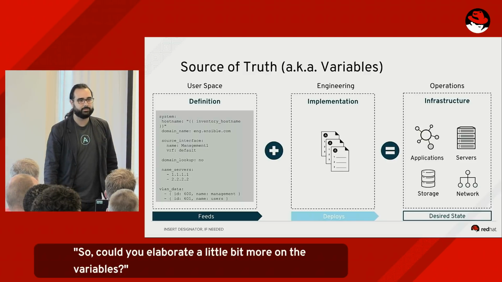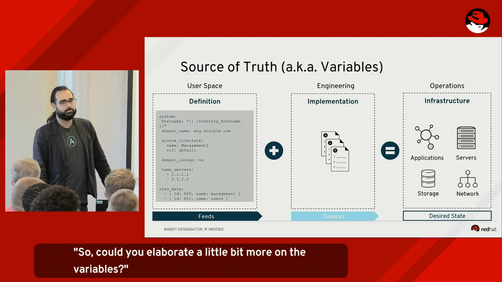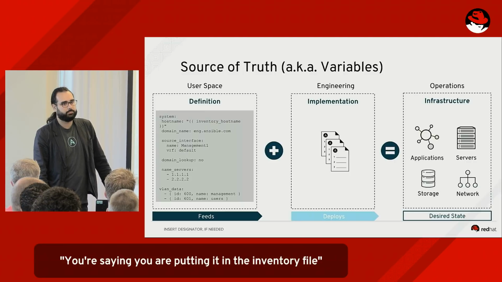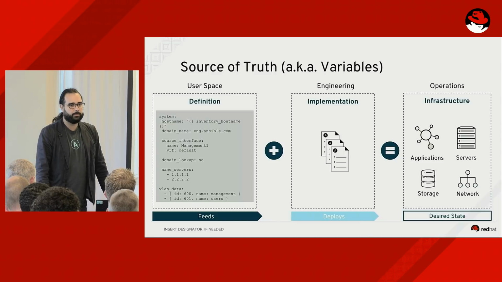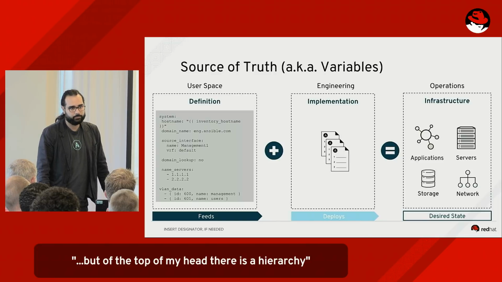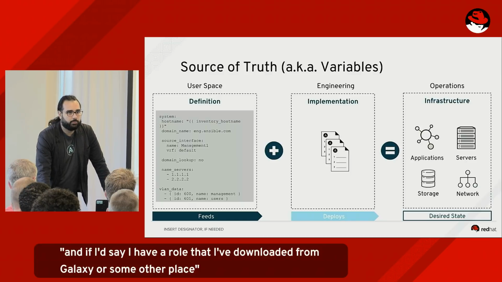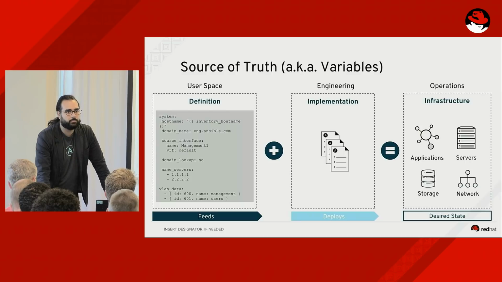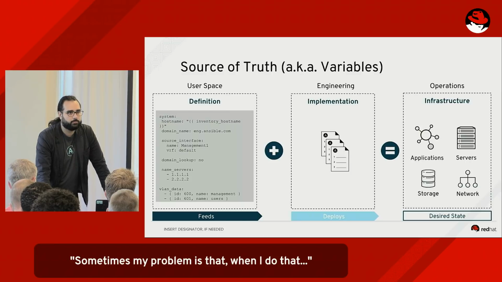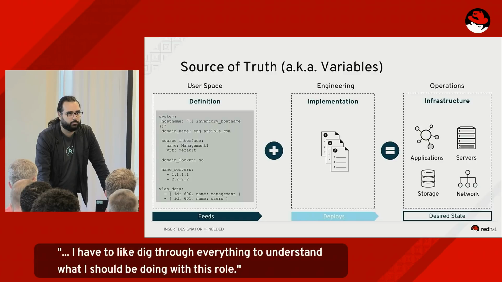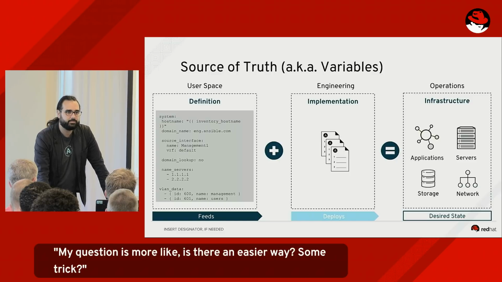Yes? So could you elaborate a little bit more on the variables? As you're saying, you put it in the inventory file, but off the top of my head, there is a hierarchy which also is followed. And if I have a role, let's say, which I'm downloading from Galaxy or some other place, sometimes my problem is that when I do that, I have to dig through everything to understand what I should be doing with this role. Is there an easier way?